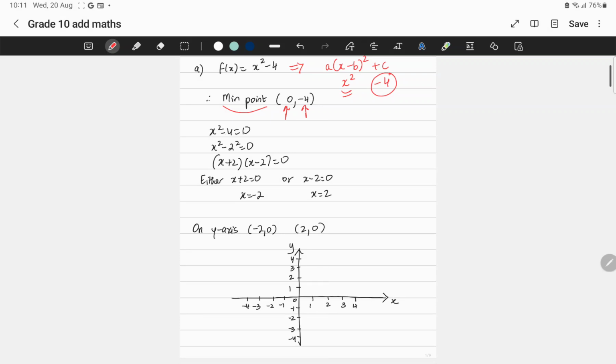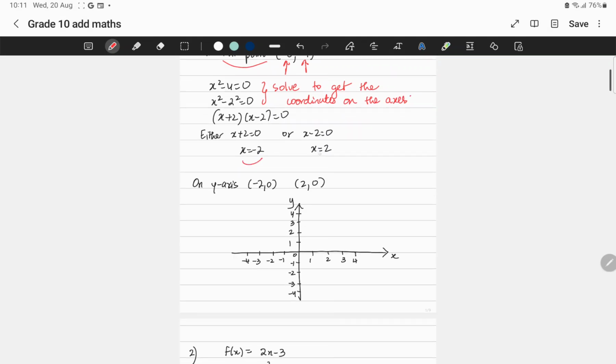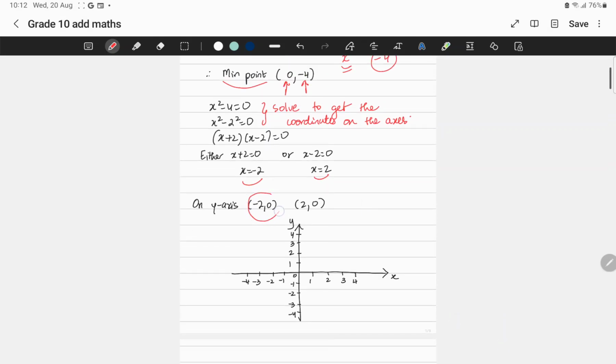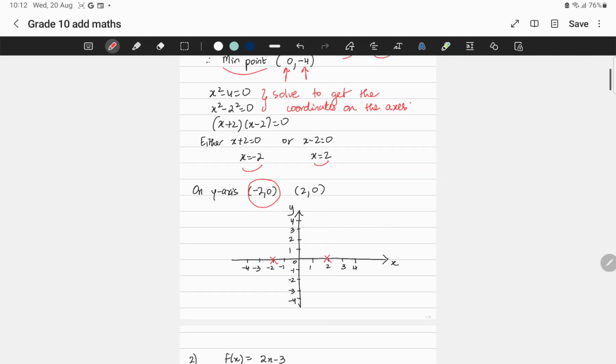Next step, x squared minus 4 equal to 0. We solve to get the coordinates on the axes. When you solve x squared minus 4, you're going to get x equal to minus 2 and x equal to 2. The axes are already given, so we're going to plot now. First coordinate, minus 2, 0 is on the axis, and 2, 0 is also on the x-axis.